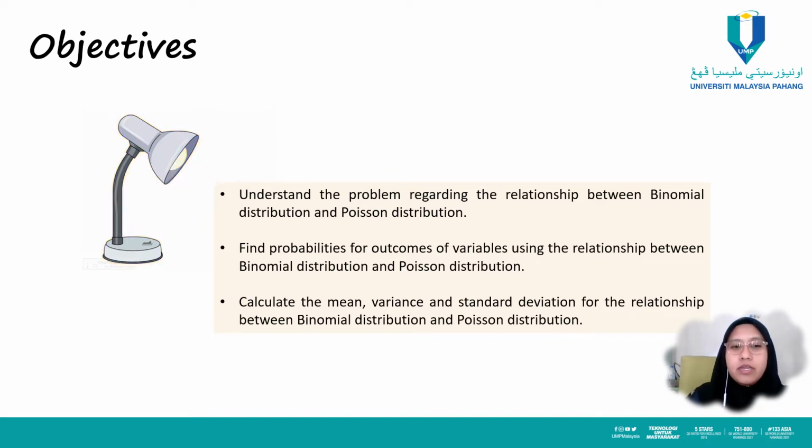The first one: I want students to understand the problem regarding the relationship between the binomial distribution and the Poisson distribution. Second, everybody must know how to find the probabilities for outcome variables using the relationship between the binomial distribution and the Poisson distribution. And last but not least, I want everybody to know how to calculate the mean, variance, and standard deviation for the relationship between the binomial distribution and the Poisson distribution.